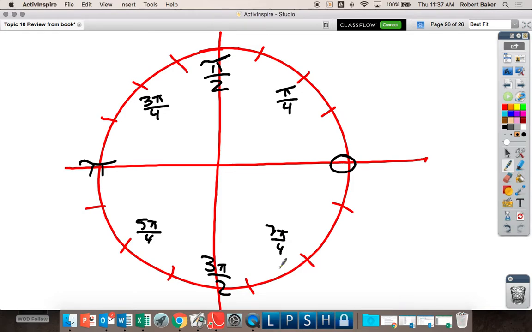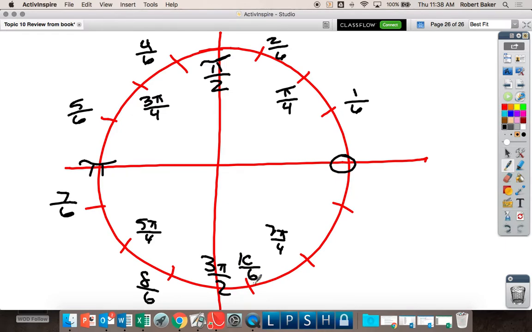Then I count my pi over 6s. Make sure you don't skip anything. 1 pi over 6, 2 pi over 6, 3 pi over 6, half, checkpoint. 4 pi over 6, 5 pi over 6, 6 pi over 6, checkpoint. 7 pi over 6, 8 pi over 6, 9 pi over 6, checkpoint. 10 pi over 6, 11 pi over 6. And then I can go back and add all my pi's.